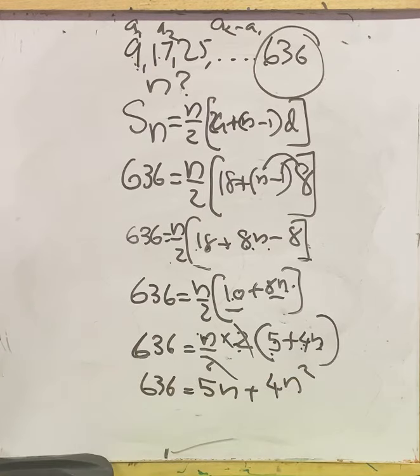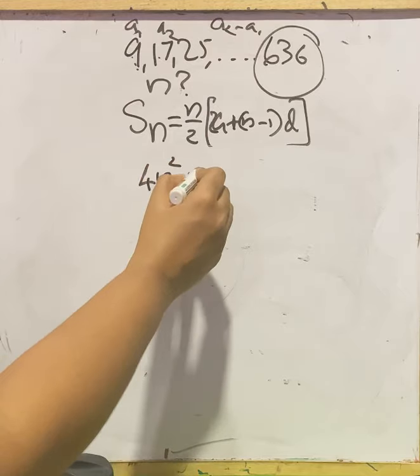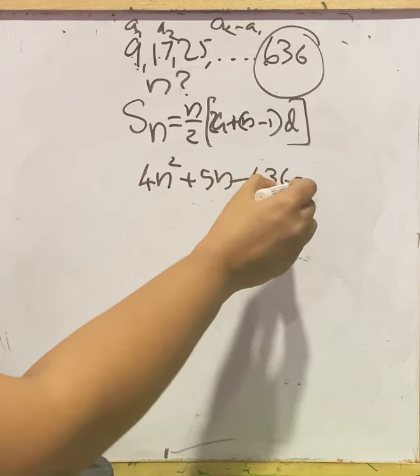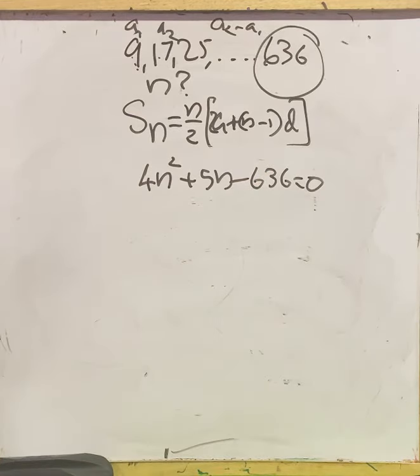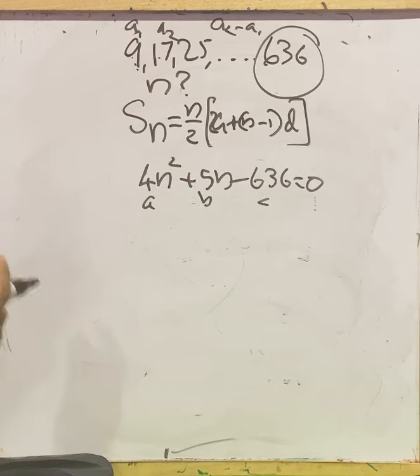This is a quadratic equation. We will rearrange it. We got 4n square plus 5n. 636 taken to the side becomes minus 636 equal to 0. This is the standard form of a quadratic equation. Here this is a, this is b, this is c. You have to find the roots of this equation. Then only you will get the value for n.